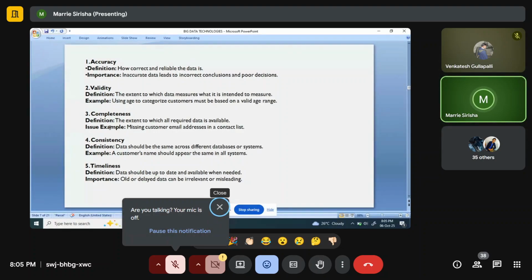Timeliness. What is timeliness? Means data should be up to date and available when needed.